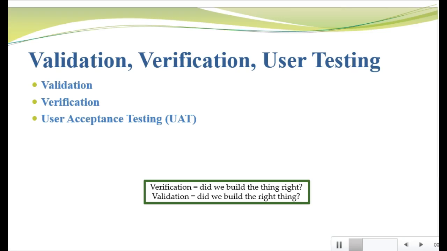In other words, did we build the right thing? Verification, on the other hand, is the process of evaluating a system or component to determine whether the products of that phase satisfy the conditions imposed at the start of the phase. So in other words, verification is proving that the output conforms to the input. In other words, did we build the thing right?